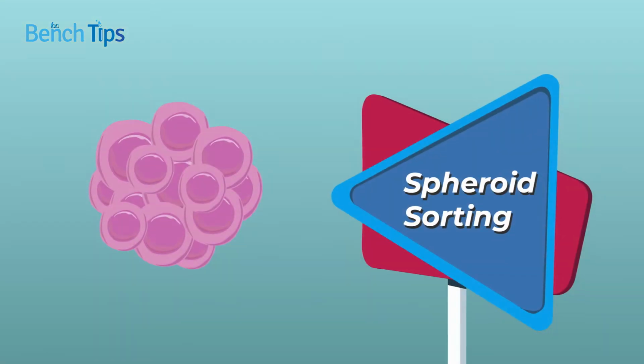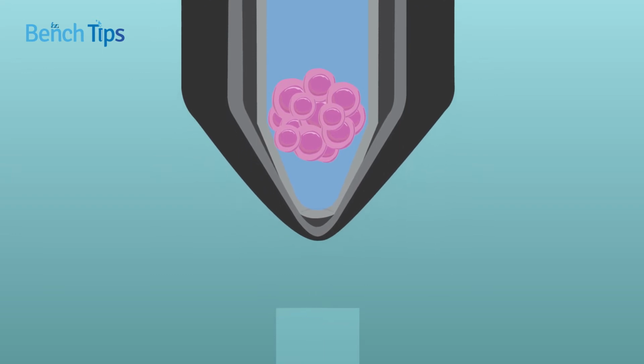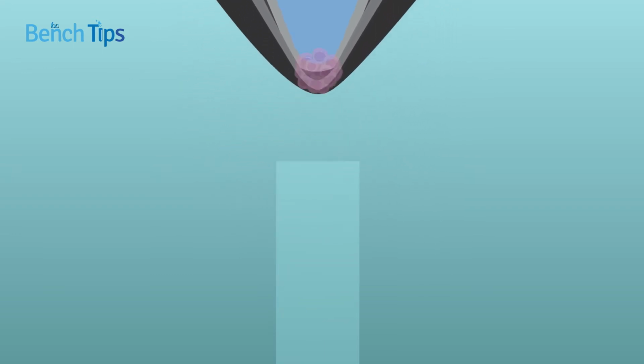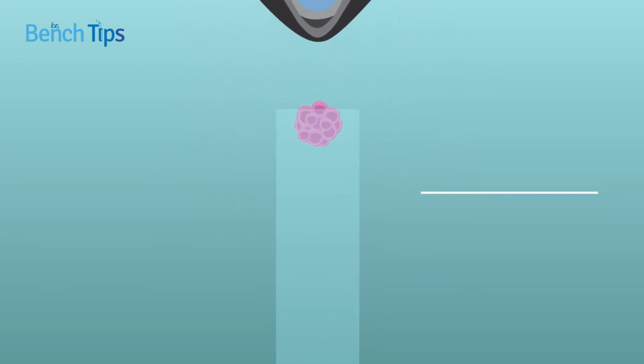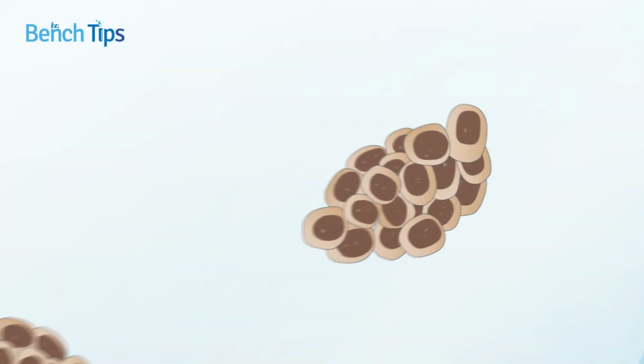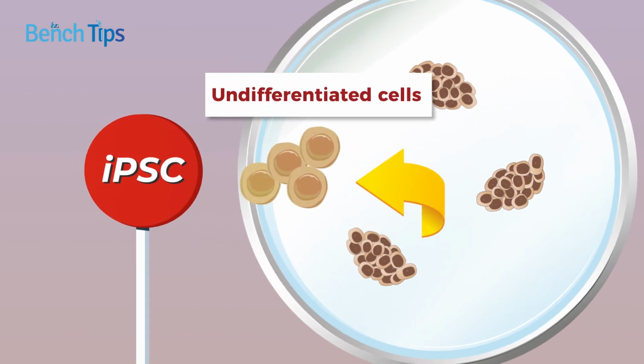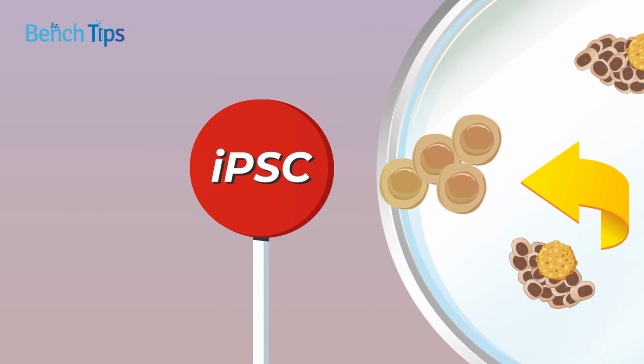Spheroid sorting is also problematic. Not only are spheroids frequently too large to pass through the nozzle, but when they do make it into the cell sorter, they are easily damaged by the higher shear stresses required to isolate them. Yet another challenging application is the removal of rare, undifferentiated cells from induced pluripotent stem cell cultures prior to transplantation. This is essential to prevent tumors from developing, yet undifferentiated cells can often slip through the net using established cell sorting techniques.